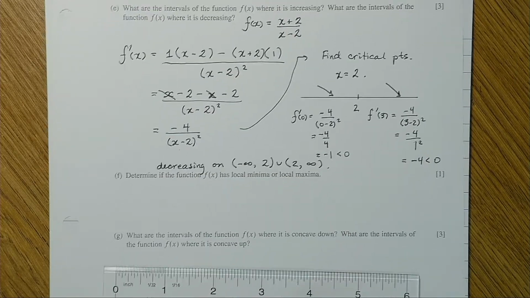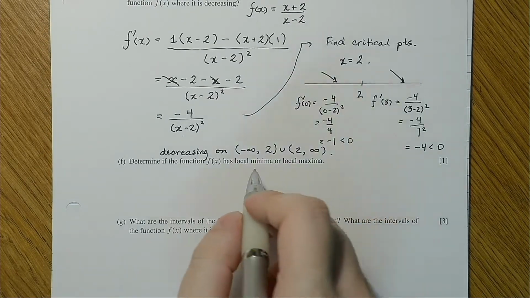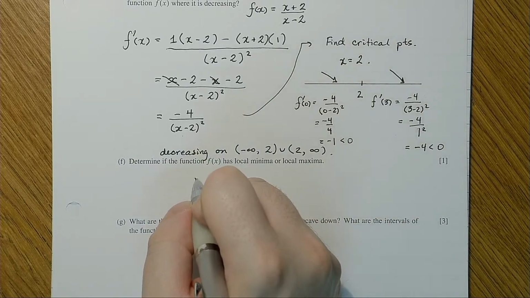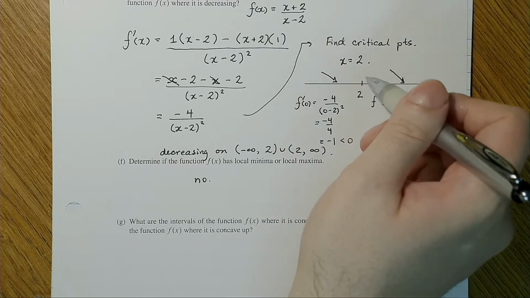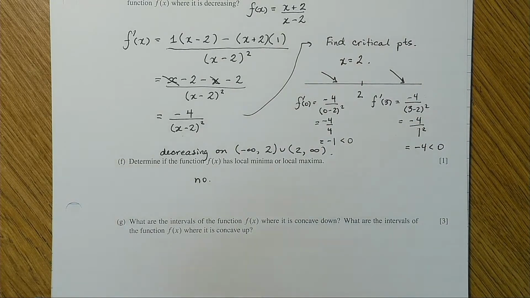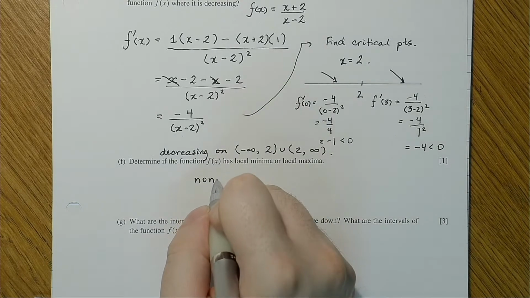Is there any local minimum or local maximum? No. Because again, I have just a decreasing and a decreasing. So this point here, which is where I would have had a candidate for a minimum or a maximum, is not. So no, there's none.